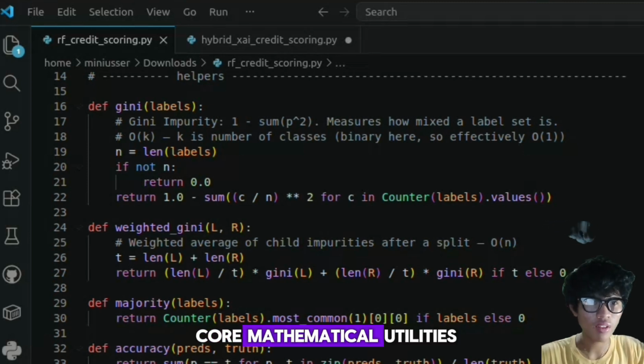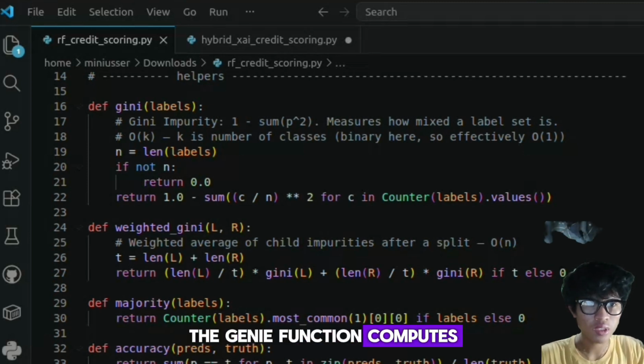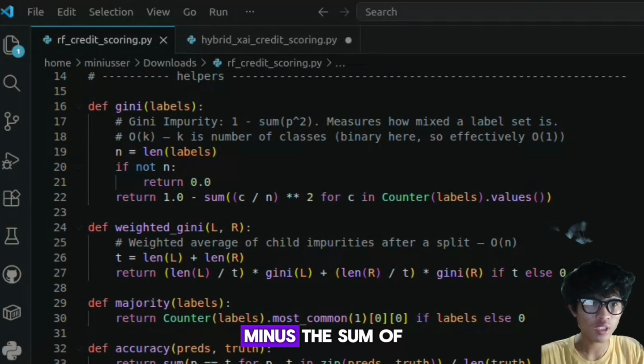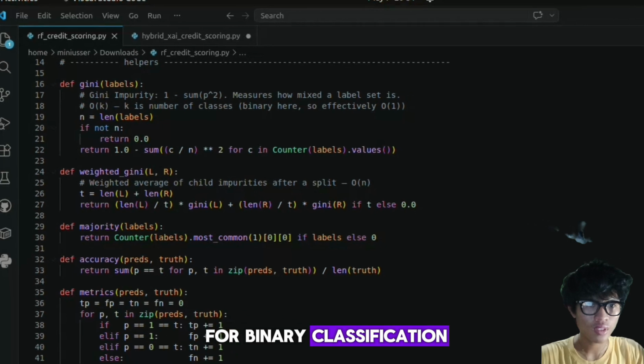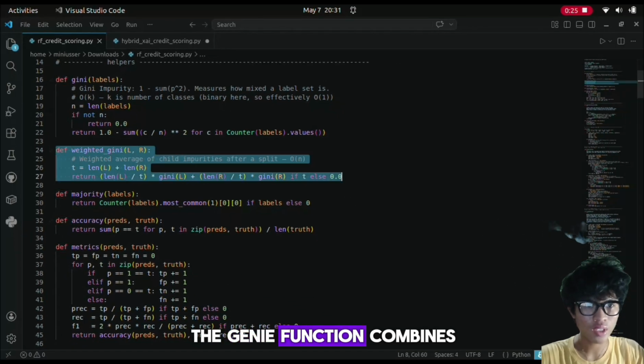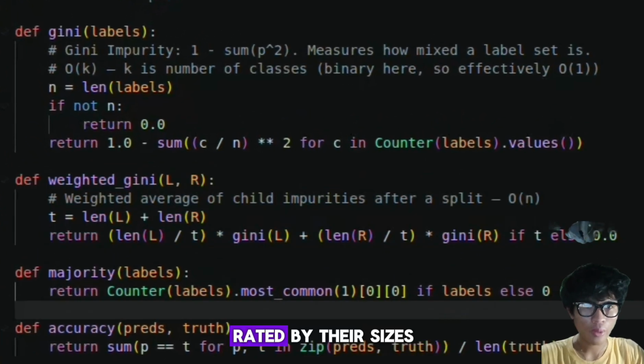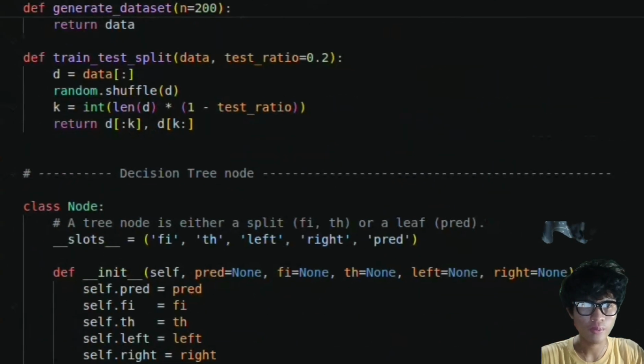So here are the core mathematical utilities. The Gini function computes impurity using the formula 1 minus the sum of squared proportions. So this is O(k), effectively constant for binary classification. And the weighted Gini function combines two children's impurities weighted by their sizes. This is what each tree uses at every split to decide the best threshold.